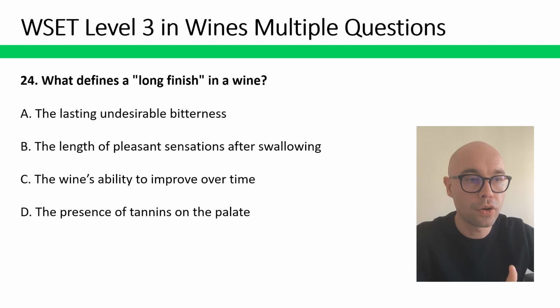There are components that create fullness, there are components that create lightness in a wine. What defines a long finish in a wine? The lasting undesirable bitterness, the length of pleasant sensation after swallowing, the wine's ability to improve over time, the presence of tannins on the palate. The correct answer is B, the length of pleasant sensation after swallowing.